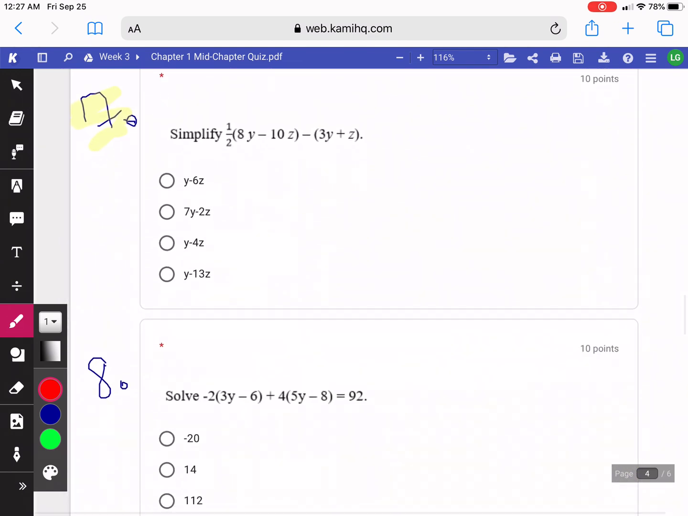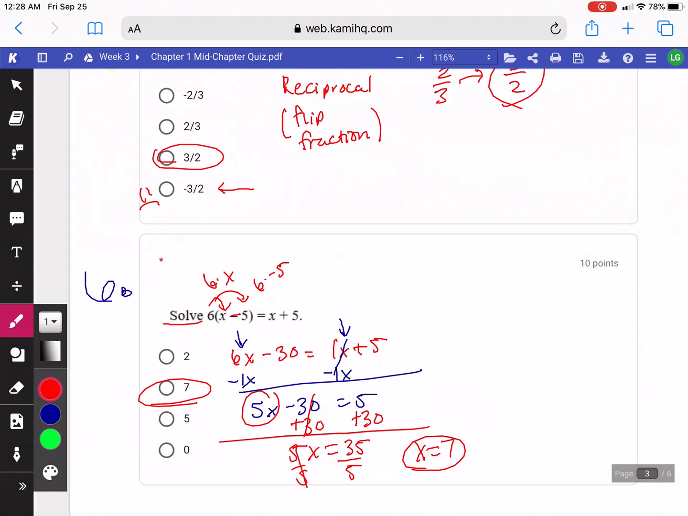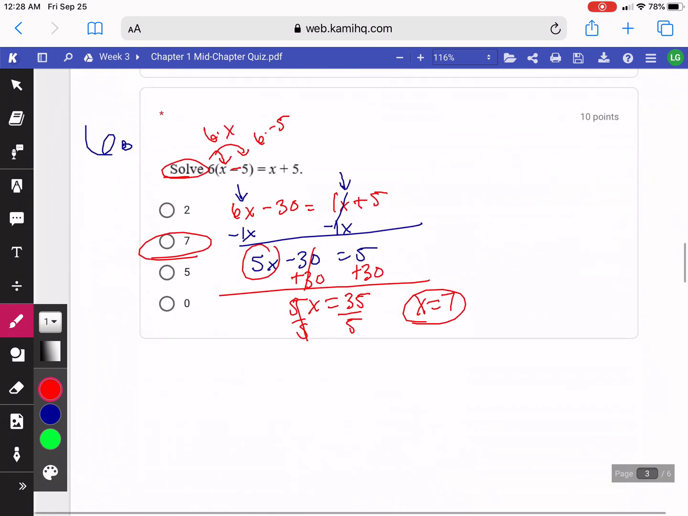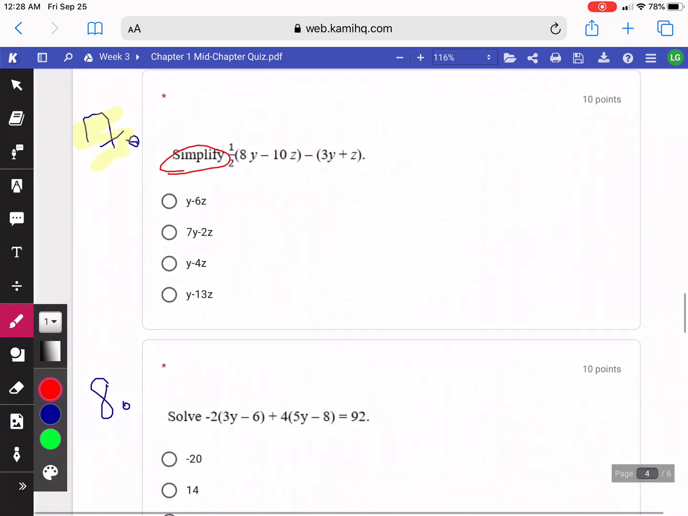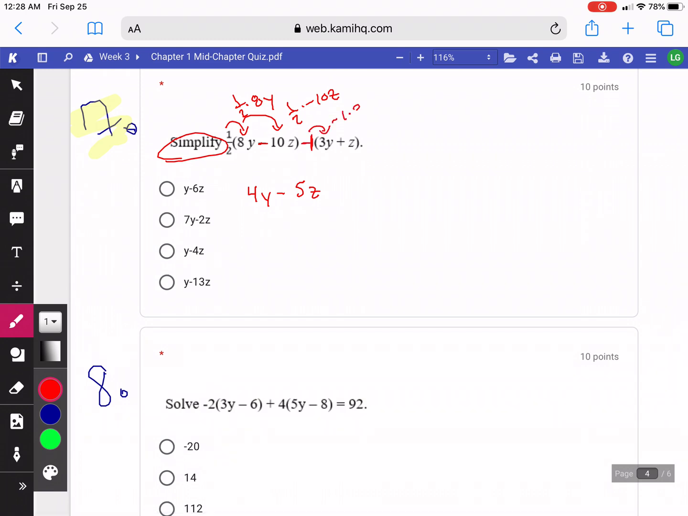On question 7, our keyword is to simplify. So again, make sure that you're always identifying your keywords. So in 6 it was solve, 7 it's to simplify. So here I'm going to distribute 1/2 times 8y is 4y, and 1/2 times negative 10z would be negative 5z. Here I don't have a number, so I'm going to put an imaginary 1. So negative 1 times 3y is negative 3y, and negative 1 times 1z would be negative 1z.